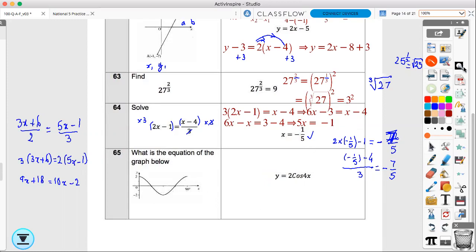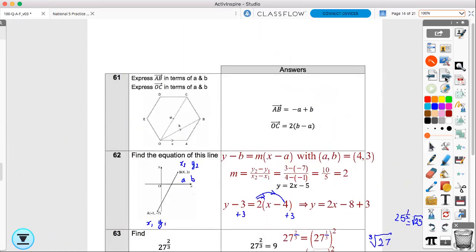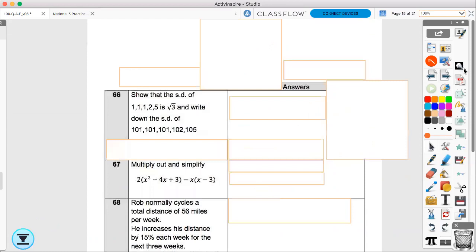Trig graphs. We've done some of these. So standard deviation. So now they've told us that the standard deviation is √3. Show that the standard deviation is √3. So we need to show our working.